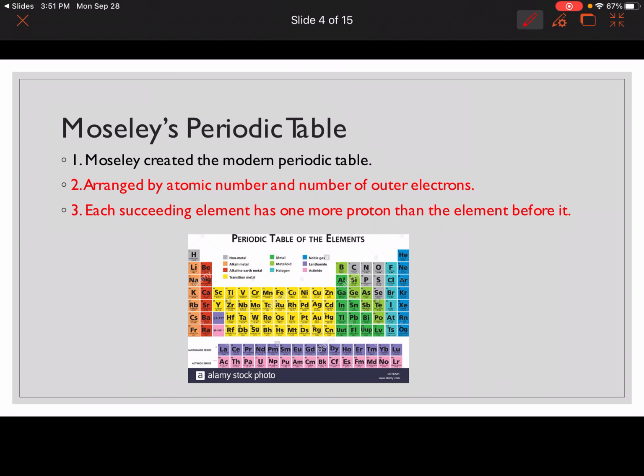Moseley, here's his periodic table here. Moseley created the modern periodic table. Number 2 here is: arranged by atomic number and outer electrons, or as we like to call it, valence electrons. Number 3: each succeeding element has one more proton than the element before it. You'll know that on your periodic table, the atomic numbers are always increasing by 1. So you know that each element, as you move forward, has one more proton in the nucleus.